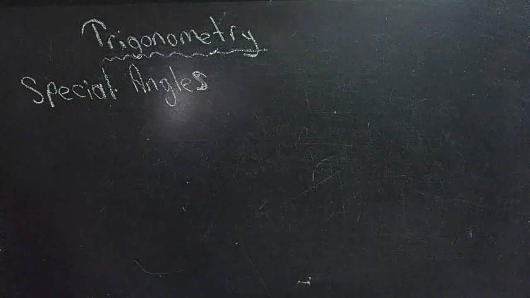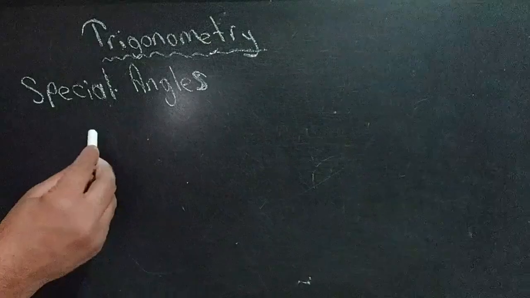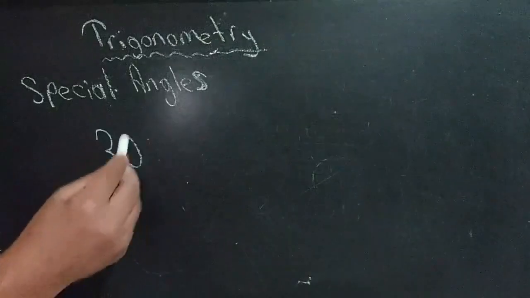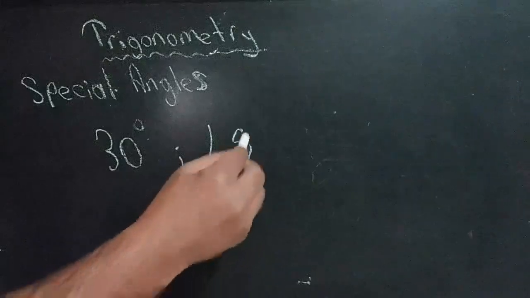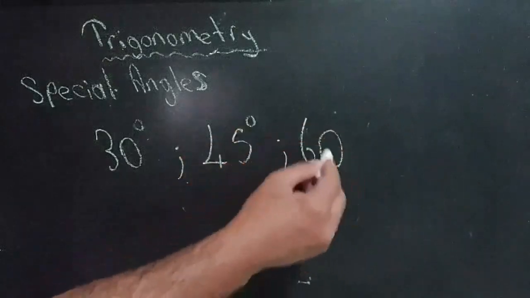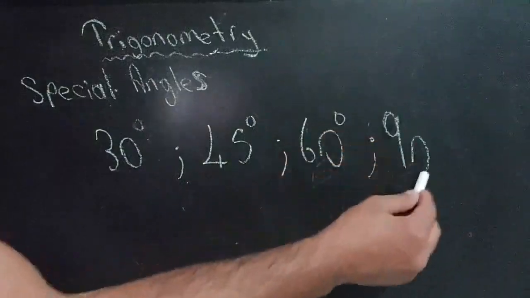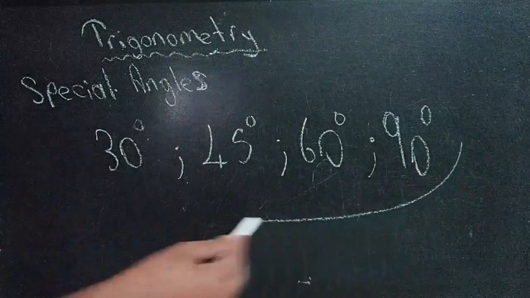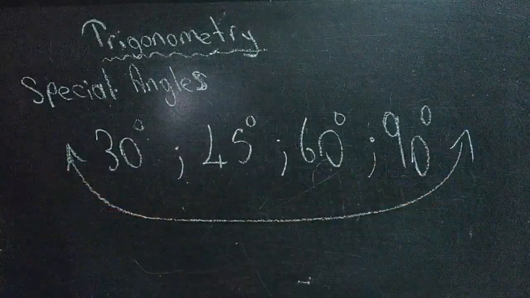Welcome, ladies and gentlemen. In this lesson, we are going to talk about some special angles in trigonometry. So, which are they? The first one is going to be 30 degrees. The other one is going to be 45. The other one will be 60. And the last one is going to be 90 degrees. I'm going to talk about all four of them.